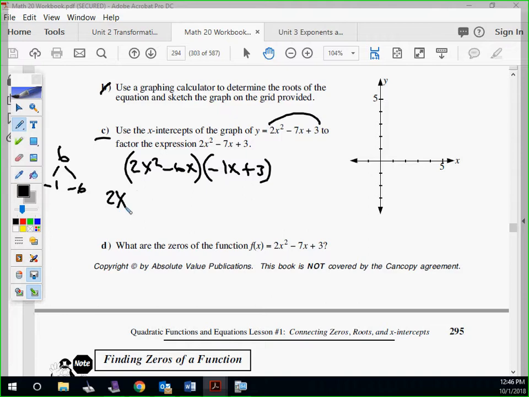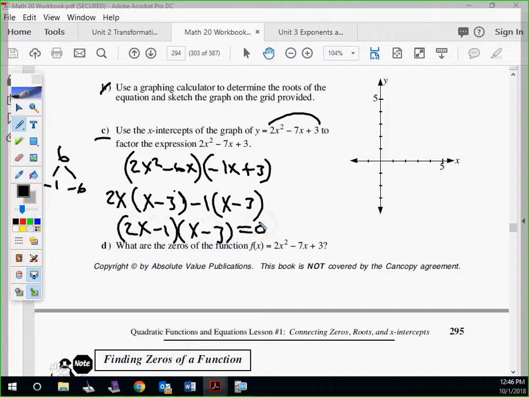I'm going to group. Take out 2x. Take out a -1. And fancy that. Look what our zeros kick out. 1/2 and 3. What we just got out of the calculator. Full circle, yeah? So what are the zeros of the function? 1/2 and 3.